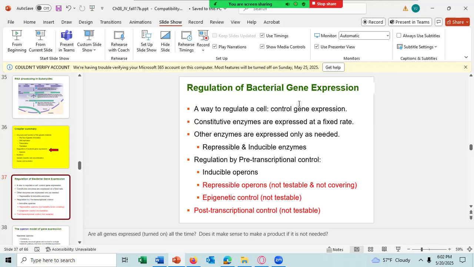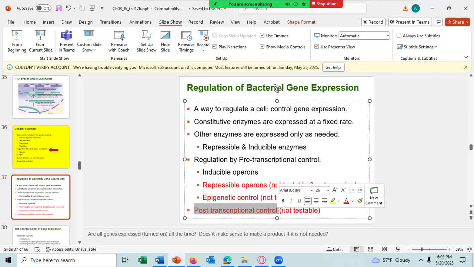And then another way you can control what's in a cell is by post-transcriptional control. Like, for example, if you didn't want to make the protein, you could degrade the messenger RNA, which codes for that protein. That's post-transcription. I mean, you made the messenger RNA, now you don't want the product of that messenger RNA, and so you can degrade the messenger RNA. There are other ways you can do post-transcriptional control. You're not going to be tested on it. We're not going to talk about it.